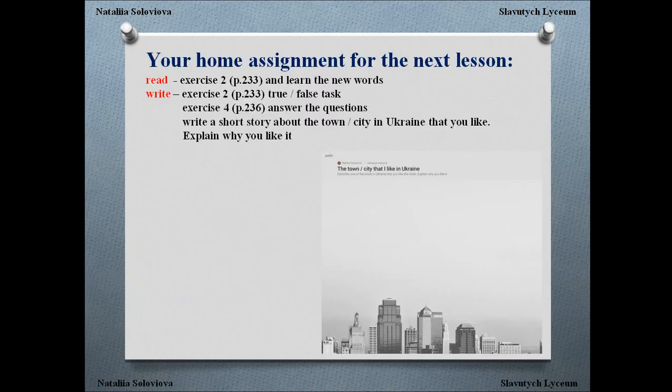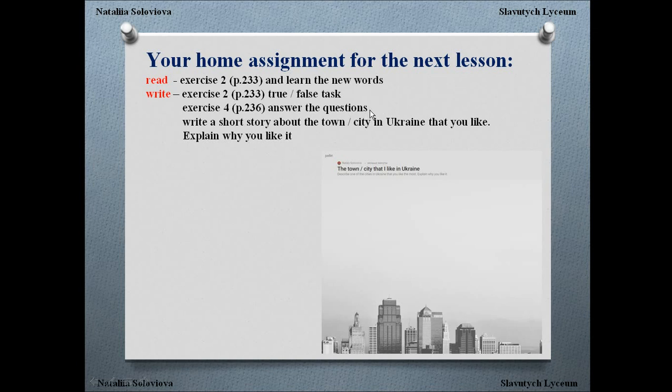Okay, and it's time for your home assignment now. Your home assignment is to read again exercise 2 on page 233 and learn the new words. I mean the text about Poltava, Odessa, Lviv, the text about beautiful cities of Ukraine. Then, do you remember there was an exercise after the text? You were asked to mark the sentences true or false, so you will do it at home. Exercise 2, page 233, true or false task. Also, answer the questions to this text. Exercise 4, page 236, answer the questions. You should write down the answers to these 2 exercises into your copybooks.